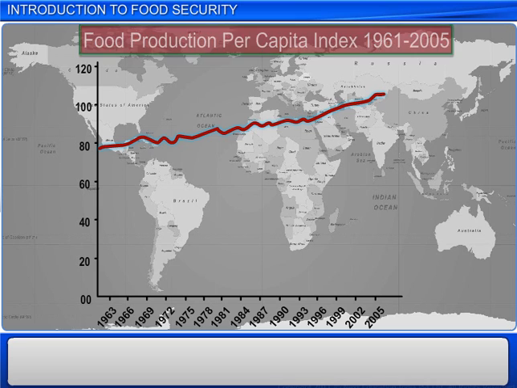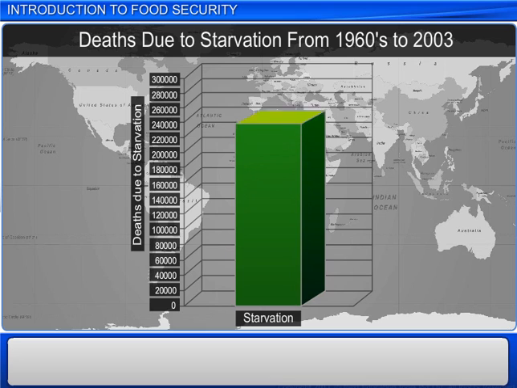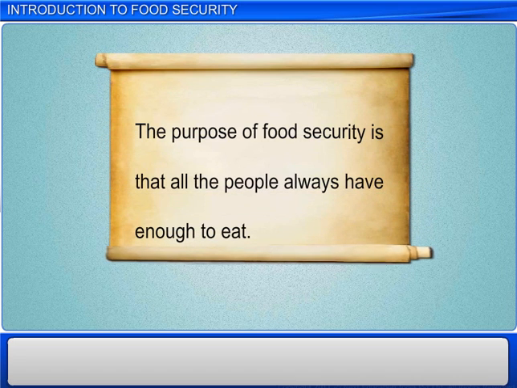However, millions of people die of starvation every year. This is where the issue of food security comes in. The purpose of food security is to ensure that everyone always has enough to eat.